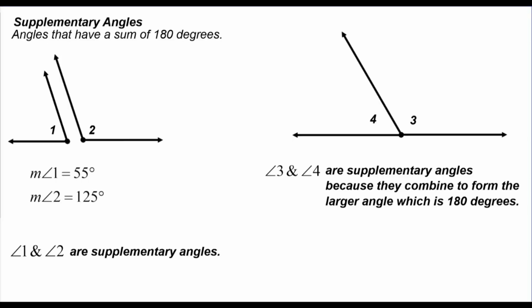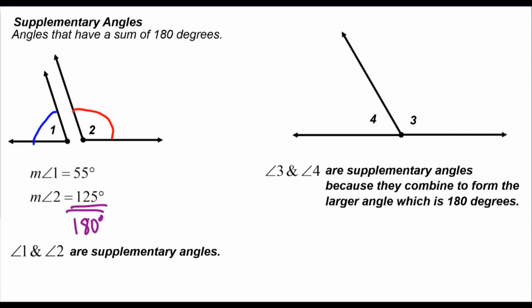Then there's supplementary angles, similar, but they add up to 180 degrees. So again, the measure of angle 1 is 55 degrees. The measure of angle 2 is 125 degrees. So when I find the sum of the two, I get 180 degrees. So they would be called supplementary angles. Angle 1 and angle 2 are supplementary.